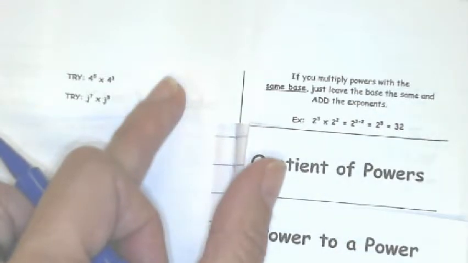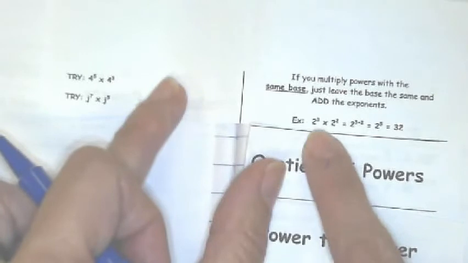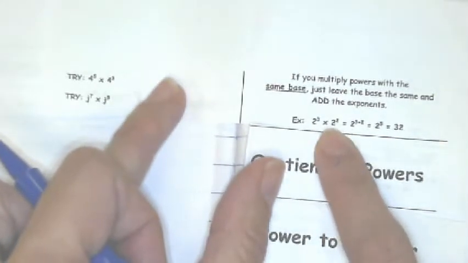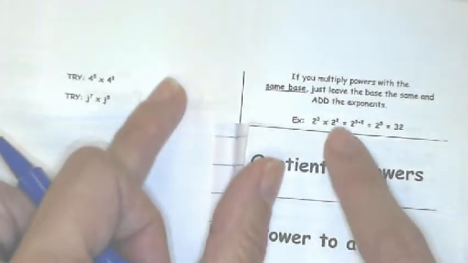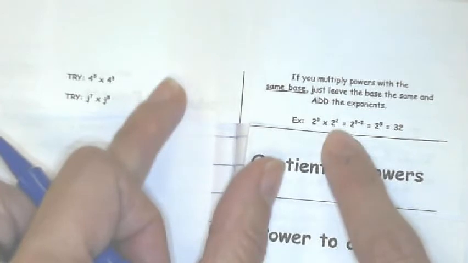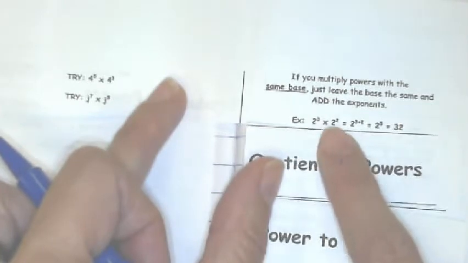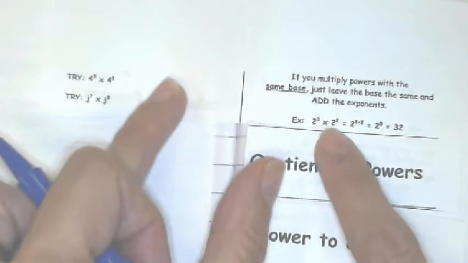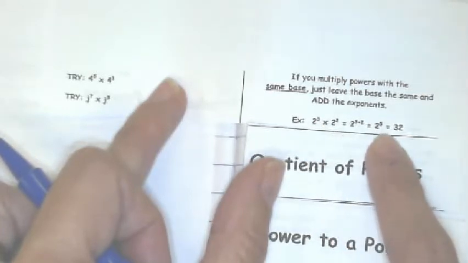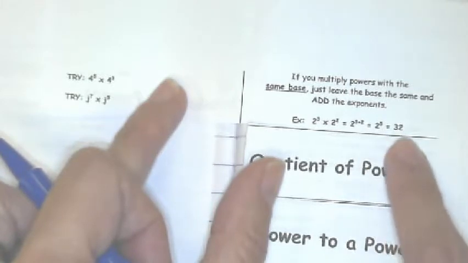So for example, 2 to the third times 2 to the second. Well, how many 2's do you have here? You have 3 2's, and you have 2 2's here. So all you have to do, if you have the same base, which is a 2, is add the exponents together. All I'm doing is adding the 3 and the 2, which are my exponents. Now I have 2 to the 5th, and if you solve 2 to the 5th, it's going to be 32 in standard form.